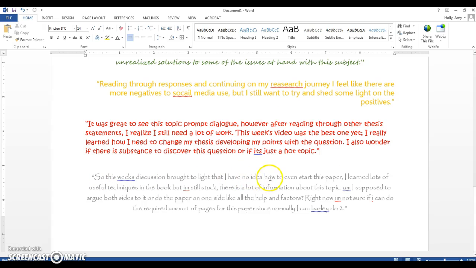This week's discussion brought to light that I have no idea how to even start this paper. I learned lots of useful techniques in the book, but I'm still stuck. There's a lot of information about this topic. Am I supposed to argue both sides or do the paper on one side? Right now, I'm not sure if I can do the required amount of pages.